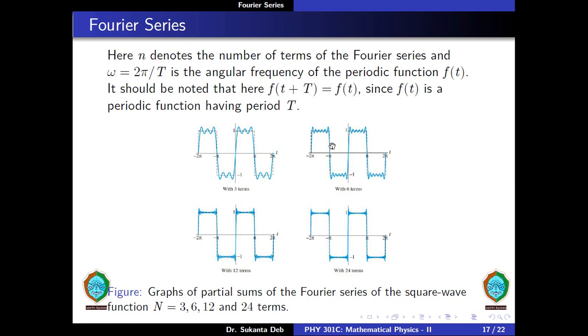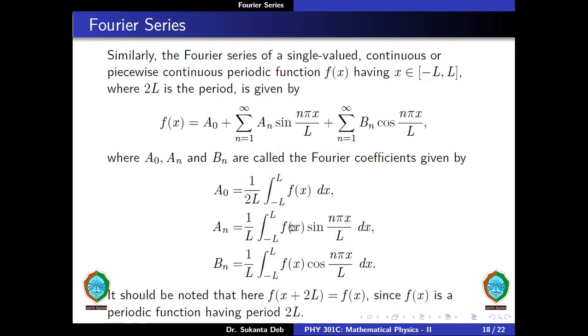Similarly, with 6 terms, this function can be approximated, shown in the blue color, and with 12 terms, this function can be approximated like this, and with number of terms equal to 24, the function can be approximated like this. So we can see that the given function, the square wave function, can be approximated by a summation of a large number of terms.